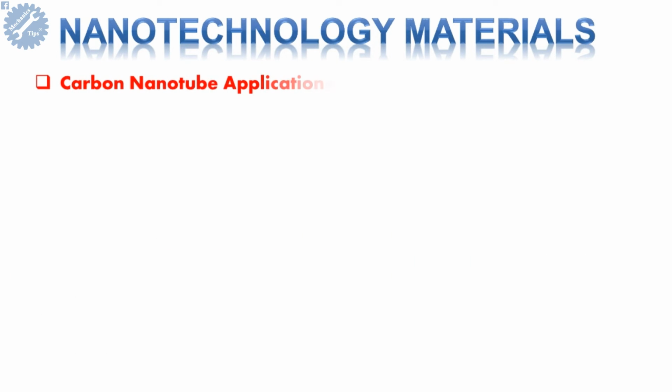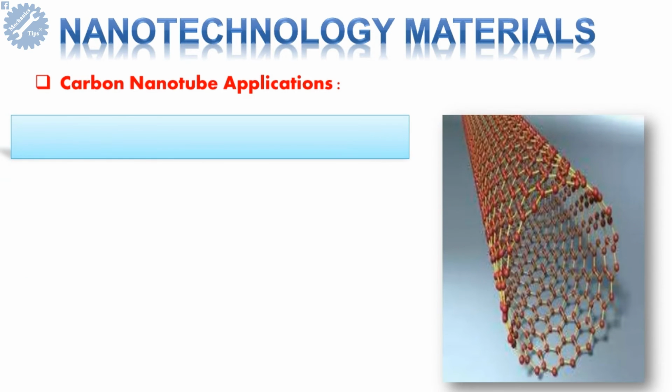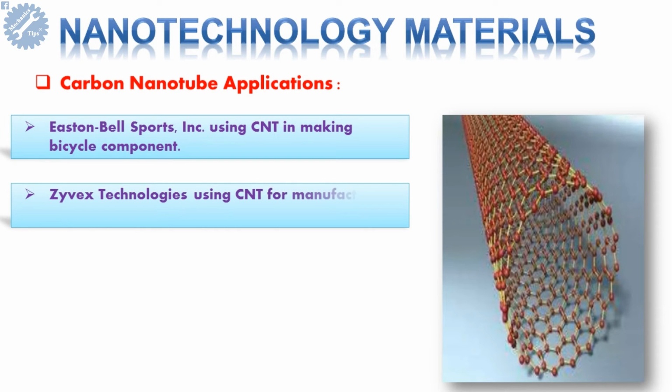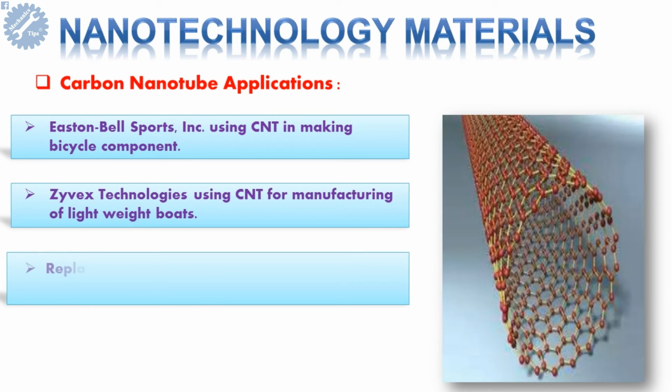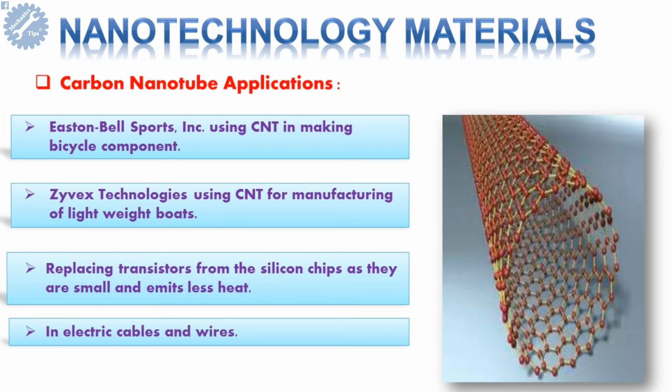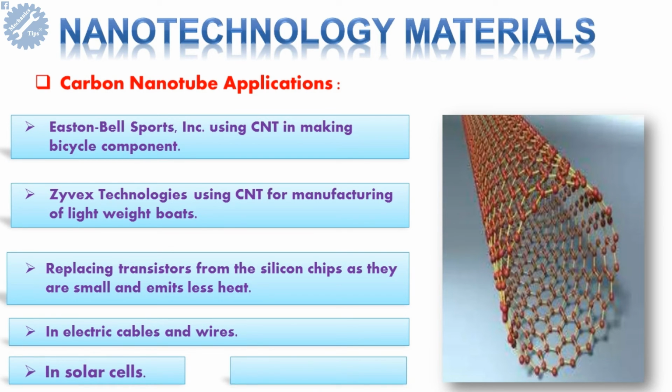Carbon nanotube applications. Easton Bell Sports Incorporated using CNT in making bicycle components. Zyvex Technologies using CNT for manufacturing of lightweight boats. Replacing transistors from the silicon chips as they are small and emit less heat. In electric cables and wires. In solar cells. In fabrics.